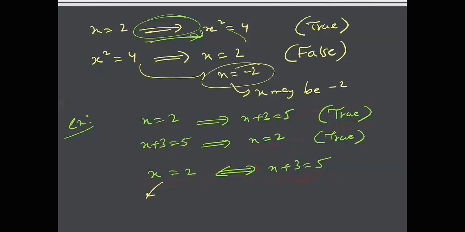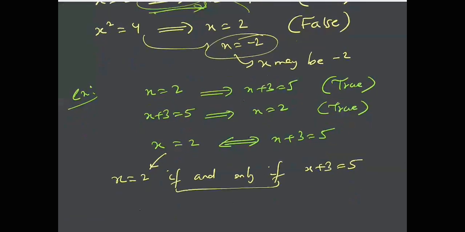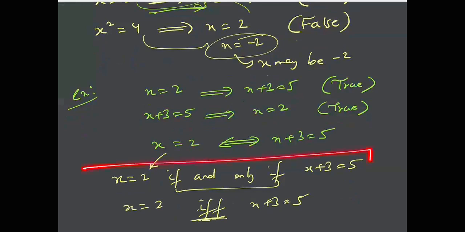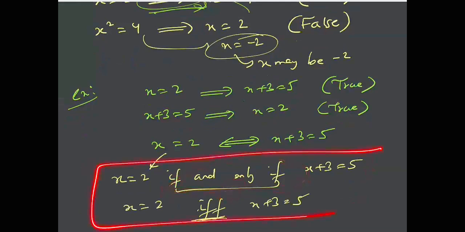We can write this as x is equal to 2 if and only if x plus 3 is equal to 5. And "if and only if" you can write in this way also, as iff. So x is equal to 2 iff x plus 3 is equal to 5. So both these things are equivalent. So "if and only if" you can also write as iff. So this is what we have done in English.